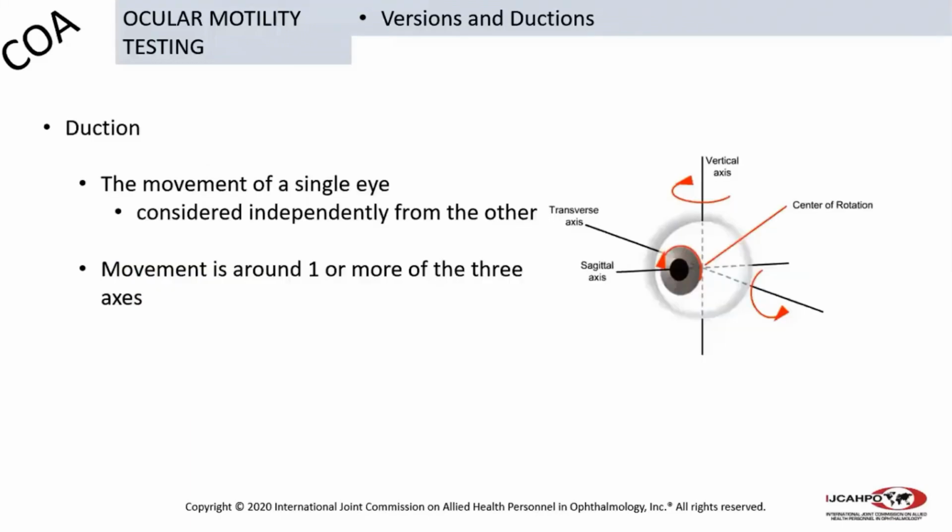So let's take a look at versions and ductions. The duction is the movement of a single eye considered independently from the other eye. Its movement is around one or more of the 3 pictured axes on the right: the vertical axis, transverse axis, and sagittal axis.